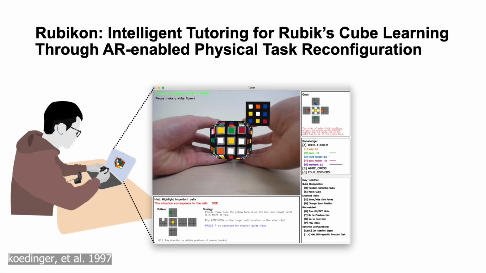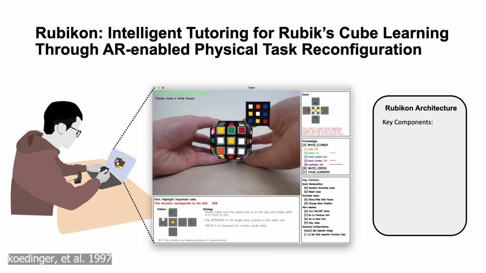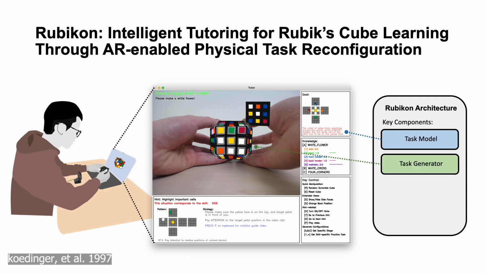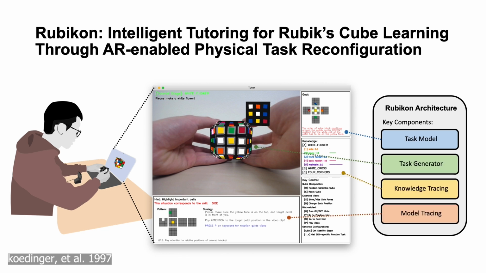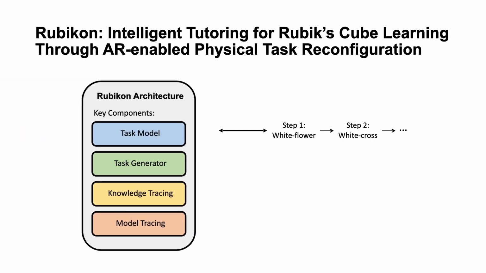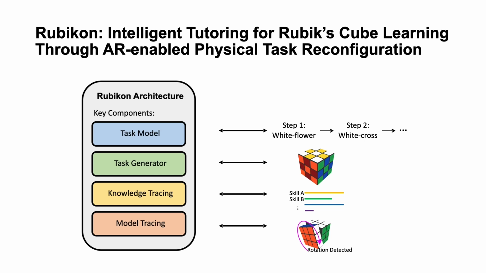Following the design principles of cognitive tutors, Rubikon has 4 key components, including task model, task generation, knowledge tracing, and model tracing. The task model specifies the solution paths to solve the Rubik's Cube and determines tutoring behavior. The task generator generates new configurations of the Rubik's Cube to help users deliberately practice. Knowledge tracing computes the user's proficiency on the knowledge components required to solve the Rubik's Cube. And model tracing compares the user's actions against the task model in order to provide real-time feedback on the user's moves.